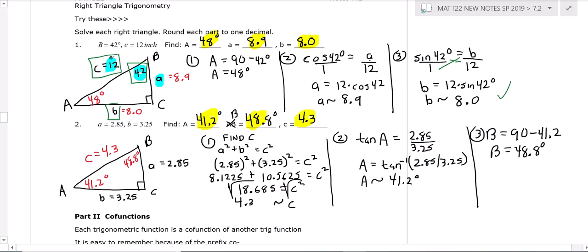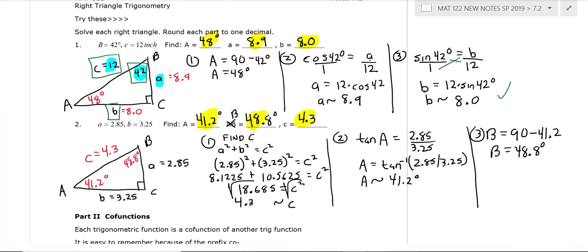All right, the next one, I gave you 2 sides. So again, I drew my triangle the way I've been doing. I have angle A, side A was given as 2.85. Angle B, side B was given as 3.25. I went ahead and started with the Pythagorean theorem. If you know 2 sides, Pythagorean theorem is a simple way to get that. When I did the Pythagorean theorem, just check my arithmetic, you would get 4.3 for the hypotenuse.